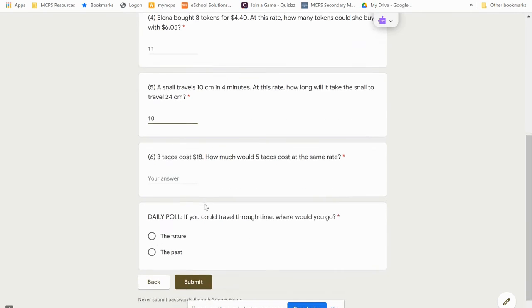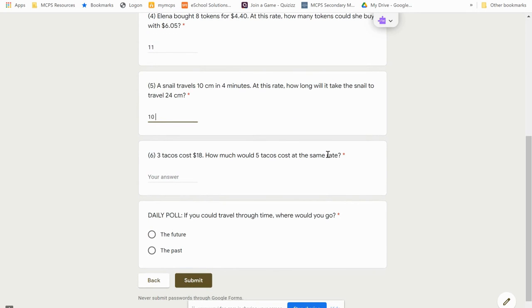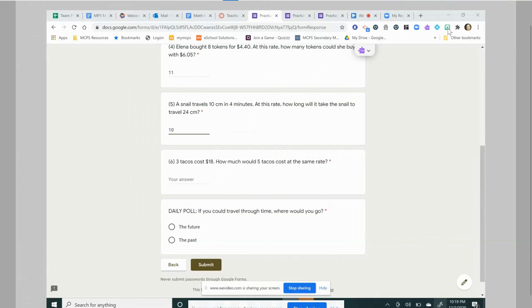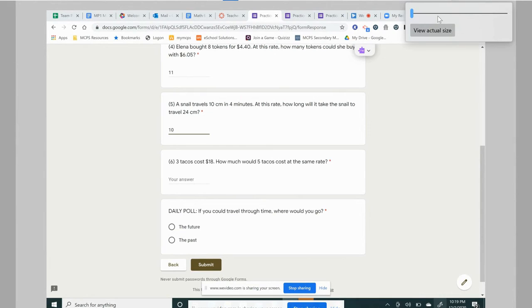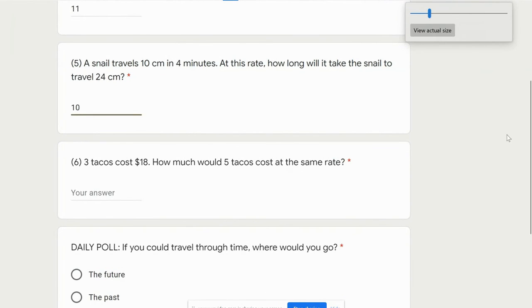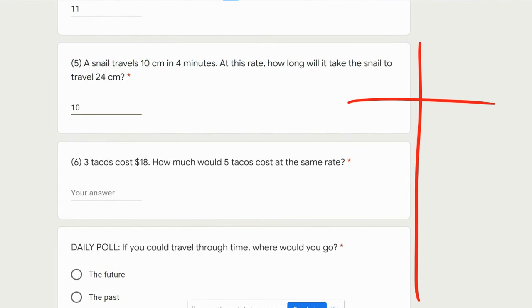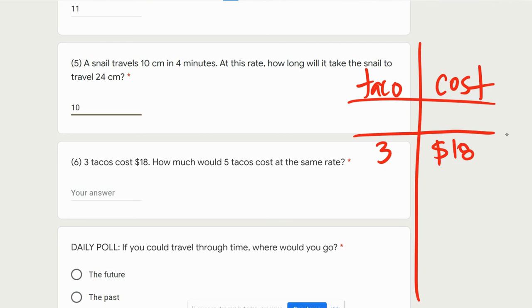3 tacos cost $18. How much would 5 tacos cost at the same rate? All right, so let's draw it out. Let's draw our ratio table out. Okay, so if I draw a table, all right, there's my ratio table. I got my tacos on one side, and I got my cost of how much these tacos cost on the other. 3 tacos for $18. How much would 5 tacos cost?